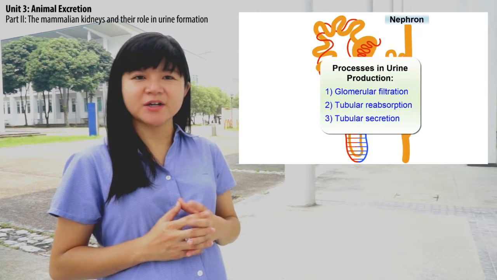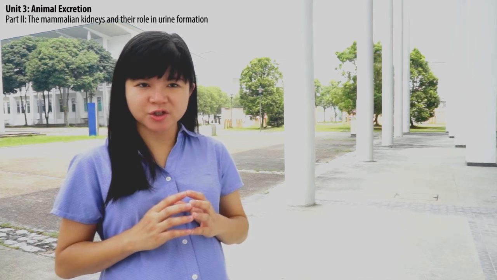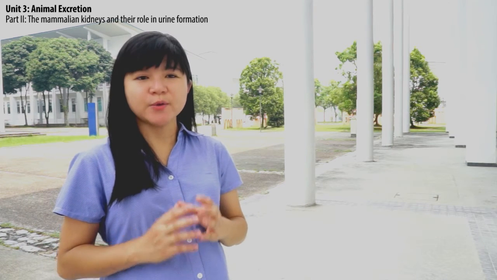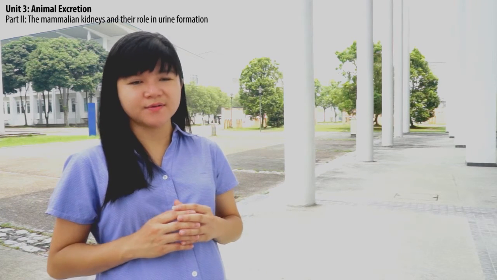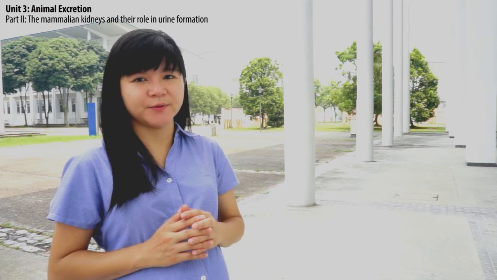Let's take a look at the glomerular filtration process, which is the first step in urine formation. The glomerulus consists of a cup-like structure called the Bowman's capsule, in which a cluster of very thin-walled blood capillaries reside. Filtration of the blood contents occurs in this capsule.